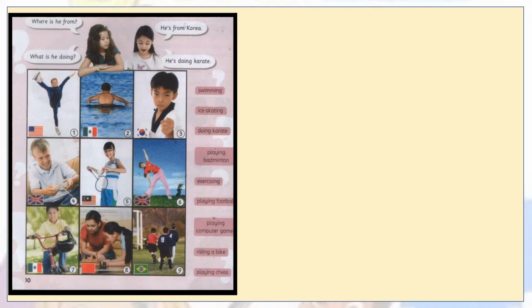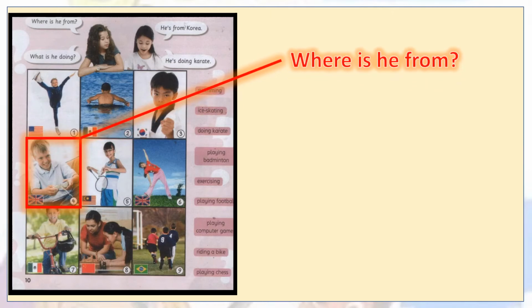So what you are going to do today is focus on the two questions. The first one is, okay, I'm giving you an example. Look at number 4. Where is he from? Why "he"? Because in the picture, it is a boy. So where is he from? That's the first question. And then you need to answer. Look at the flag down there in the box. He is from the UK.